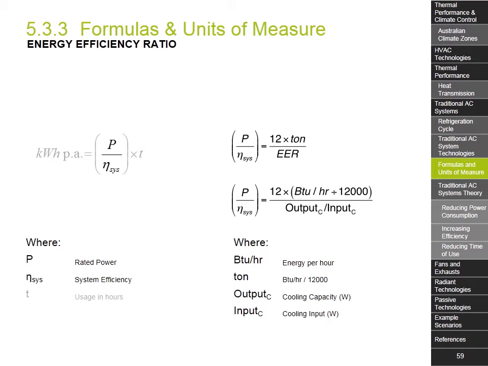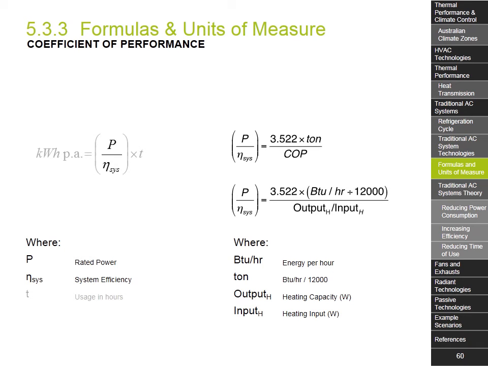Using the EER value, the equation can be modified so that kilowatt hours per annum is equal to 12 multiplied by the demand in tons, all divided by the ratio of the output cooling power and the input cooling power. Similar manipulation of the equation can be completed to use the COP value. Kilowatt hours per annum is equal to 3.522 multiplied by the demand in tons, or BTU divided by 12,000, all divided by the ratio of the output heating power and the input heating power.